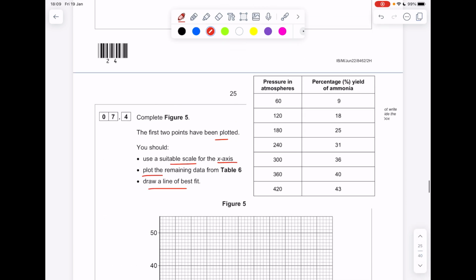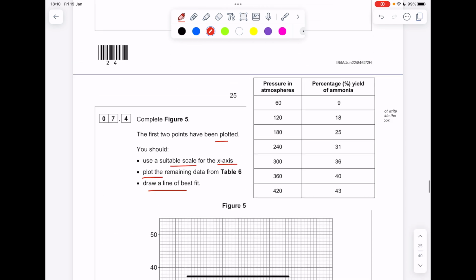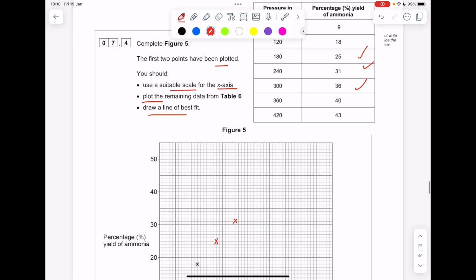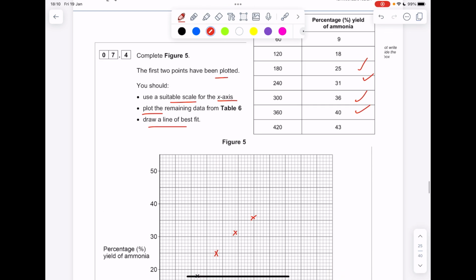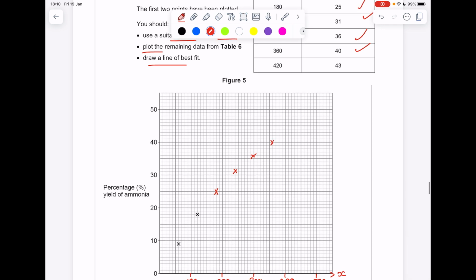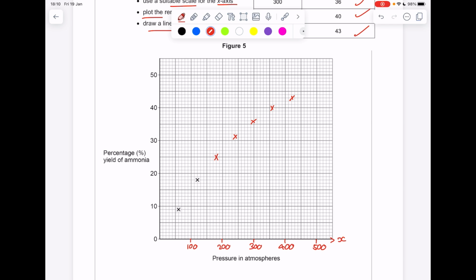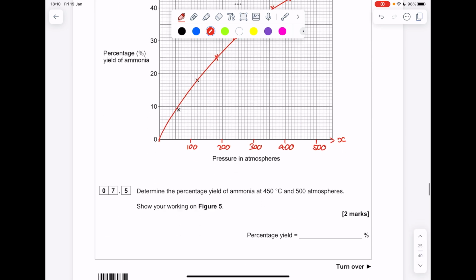What about this data? 180 and 25. 240 and 31, 336, 360 and 40, 420 and 43. Here's our line of best fit. Do make sure you've done all of these things. Tick them off in the exam.